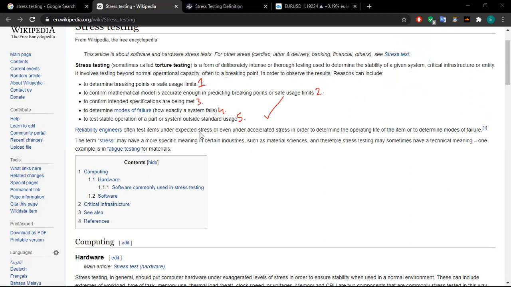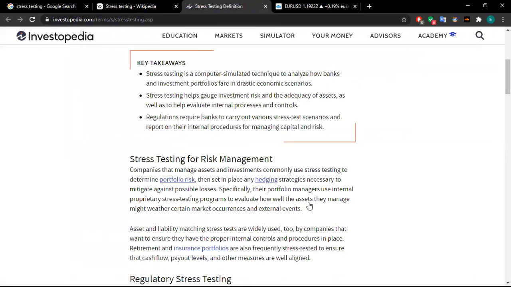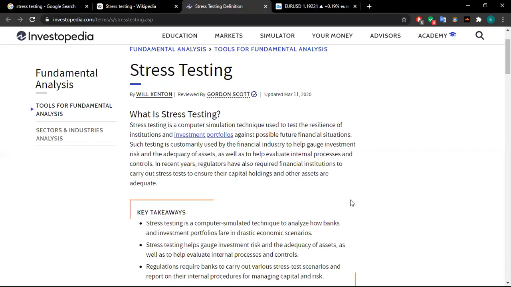So let's actually look at the definitions on the financial side, which I was unaware of prior to this. The way they defined it was, stress testing is a computer simulation technique used to test the resilience of institutions and investment portfolios against possible future financial situations. Such testing is customarily used by the financial industry to help gauge investment risks and the adequacy of assets, as well as help evaluate internal processes and controls.